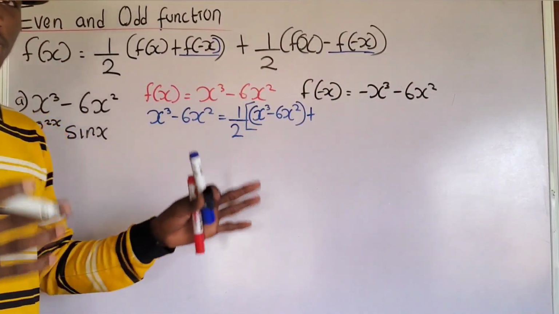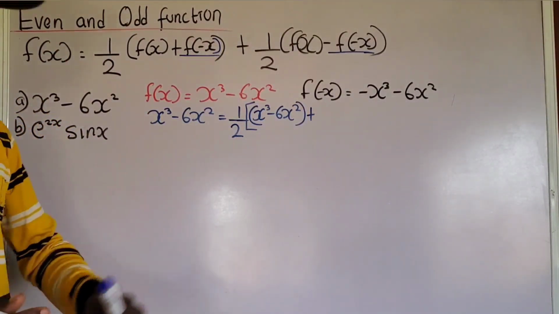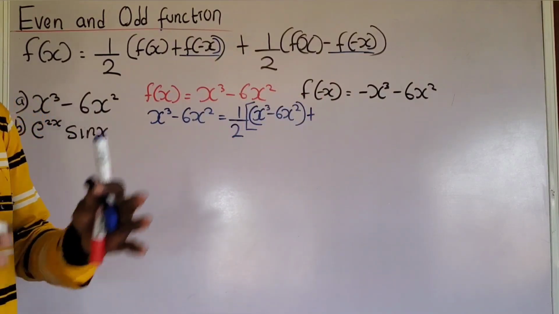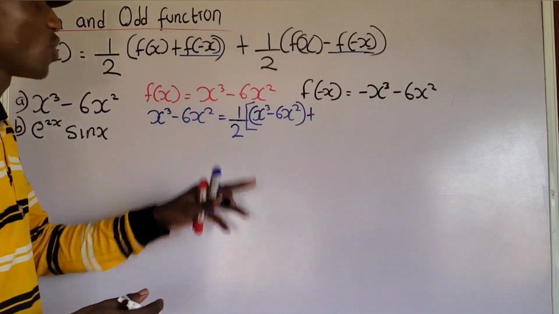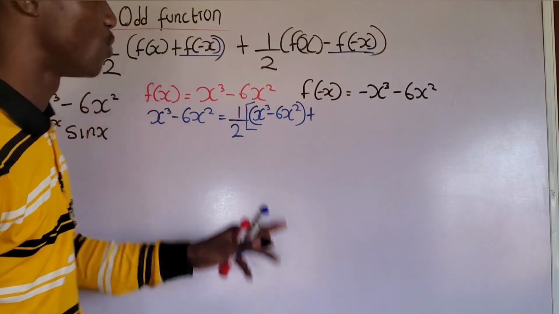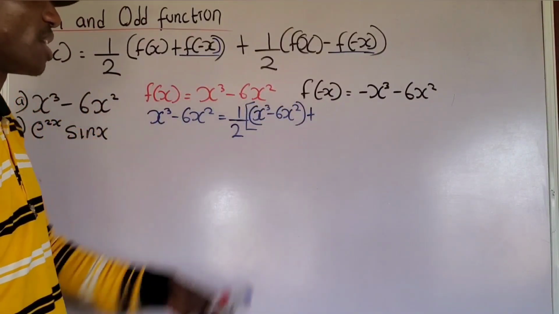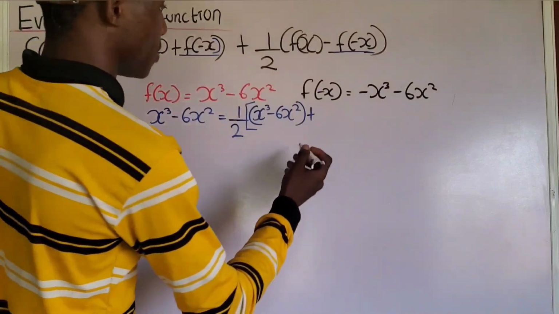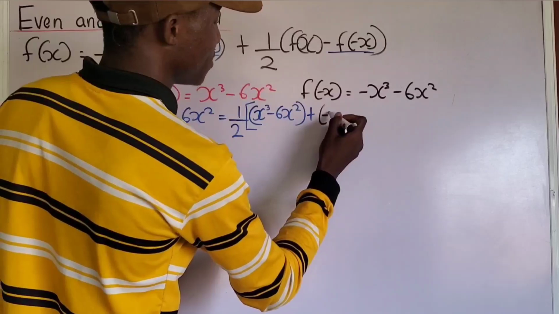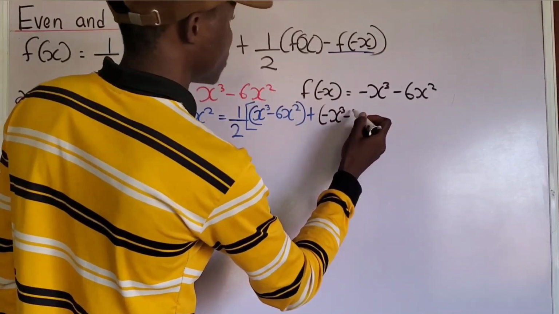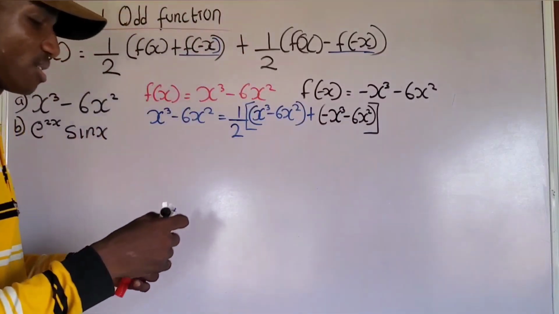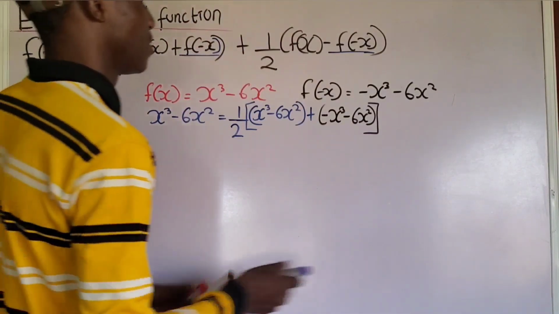If you missed the previous class, you can check the channel to watch those classes. We have done something like this, how to determine whether a function is even or odd. Now, f of negative x will be negative x cubed minus 6x squared. What I did was that I just substituted the value of x as negative x, so there's nothing much about that. Now f of negative x will be minus x to the power of 3 minus 6x squared. Close the bracket.